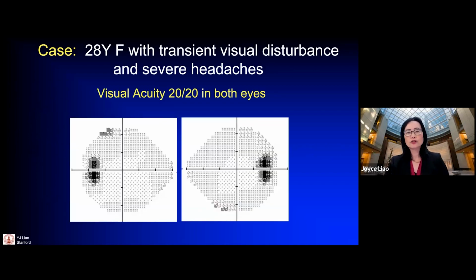This is her vision test result. Her visual acuity was 20/20, which is very good in both eyes. And her visual field test showed that there's some enlargement of the blind spot, which is basically the location where the optic nerve comes out of the eyeball.